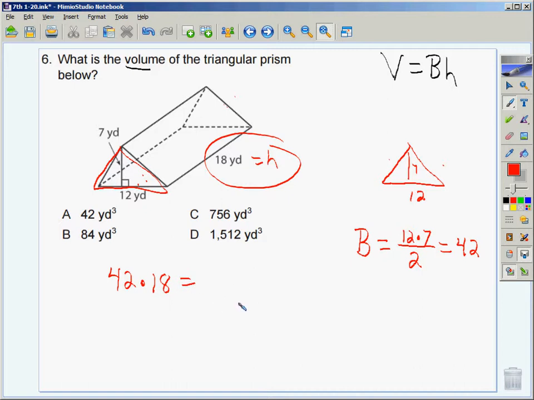So the correct answer for this one was 756 yards cubed. Do you know why you got 1,512? Because what didn't you do? You didn't divide that by 2. Everybody understand number 6?